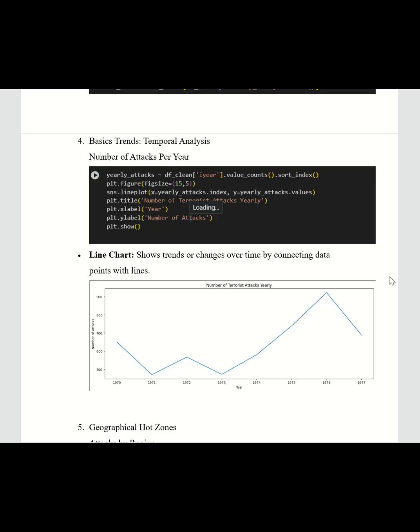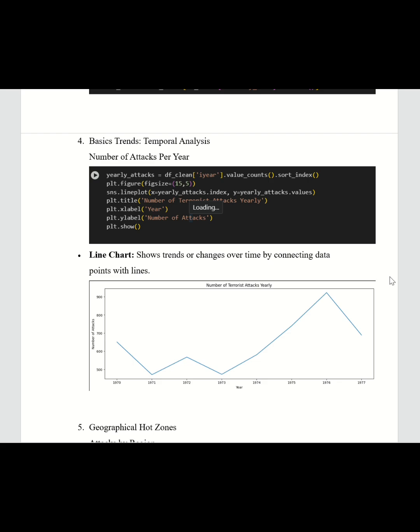Very firstly, I have shown the basic trend, which is the number of attacks per year. I have shown this using a line chart. It shows the number of terrorist attacks yearly from 1917 to 1977. The line chart connects data points with lines to display trends or changes over time.